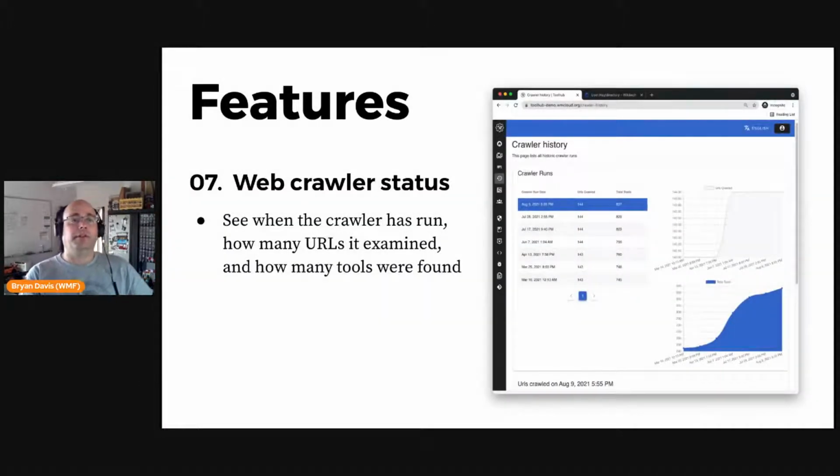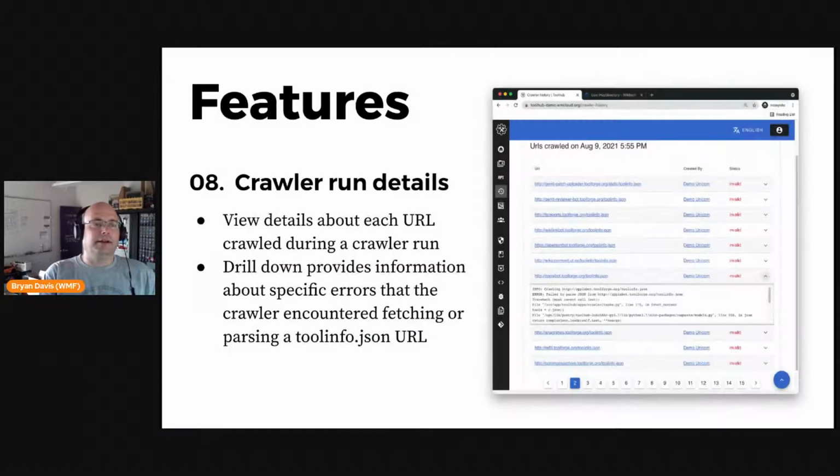We have a crawler history screen, which displays analytic information about past runs of the URL crawler. On this screen, details of errors in reading a URL or parsing its tool info content can be viewed for each crawler run.